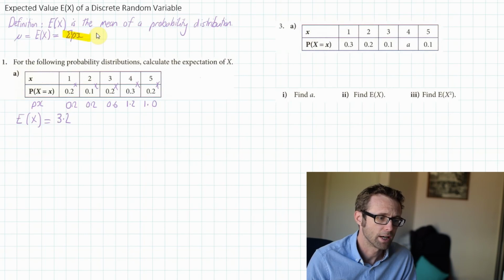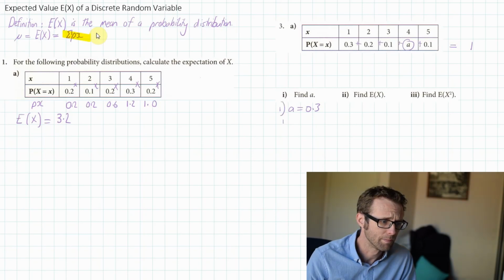Here I am trying to find a, first of all. So if we look at the probability of x being each of these discrete values of x, they should add up to 1 if we sum them. So what is this a therefore going to be? 0.3 plus 0.2 is 0.5, plus 0.1 is 0.6, plus 0.1 is 0.7. So a must therefore be 0.3.